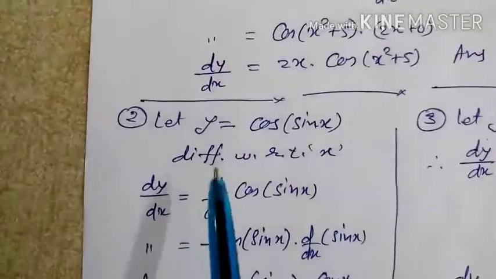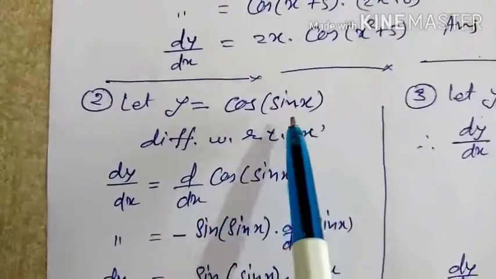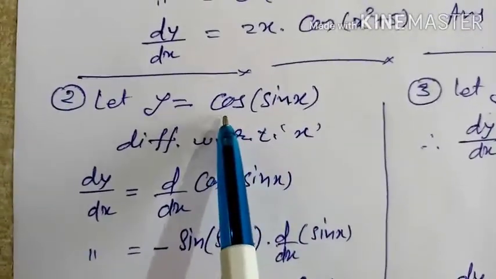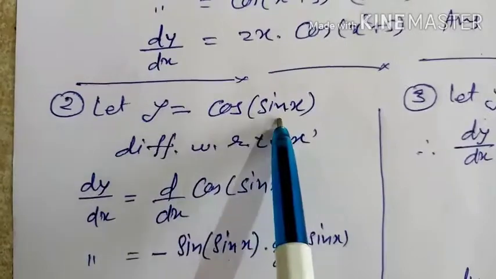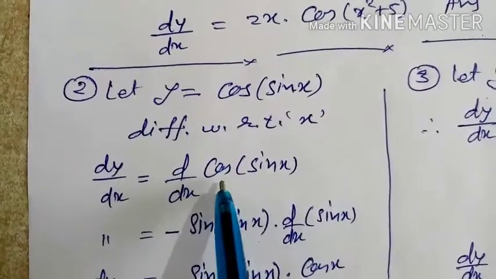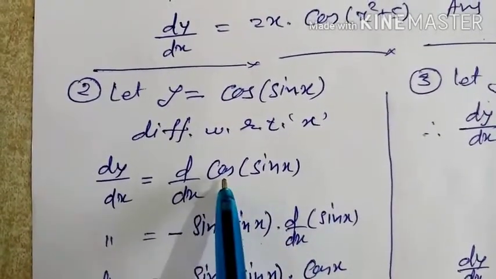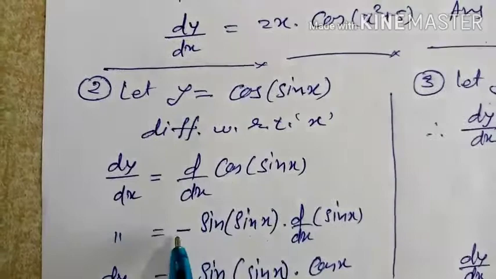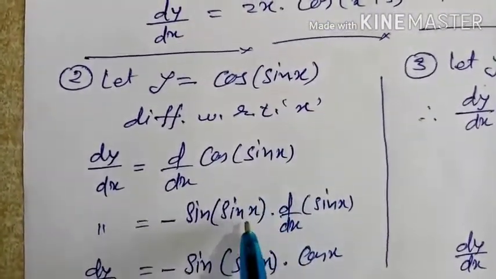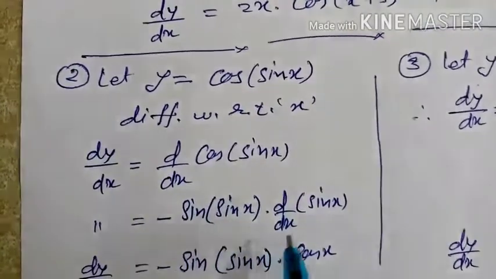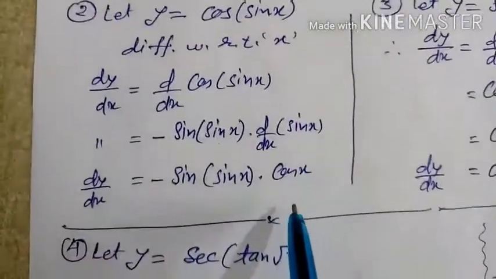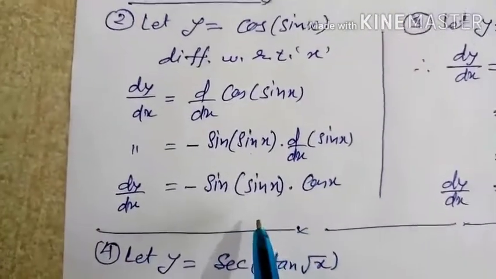Now the second question, y = cos(sin x). Once again it is a function of a function, so we will use the chain rule. First we will differentiate cos, after that sin x. So dy/dx is d/dx of cos(sin x). The derivative of cos x is minus sin x, so this is the minus sign, and sin of sin x, here x is this bracket, it means sin x. So minus sin(sin x) into d/dx of this bracket, it means sin x, the derivative of sin x is cos x. So this is our answer.